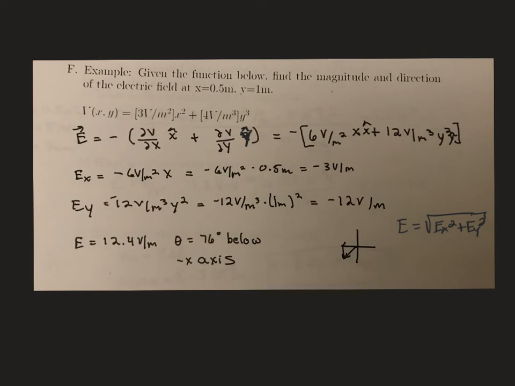And then in order to get the angle, I'm going to use the inverse tangent of the y term divided by the x term. So I would have taken the inverse tangent of negative 12 divided by negative 3, and that gave me 76. And I know it's below the negative x-axis because, as you've seen I've drawn here, both my x term is negative and my y term is negative. So that puts me in the third quadrant, so below the negative x-axis.